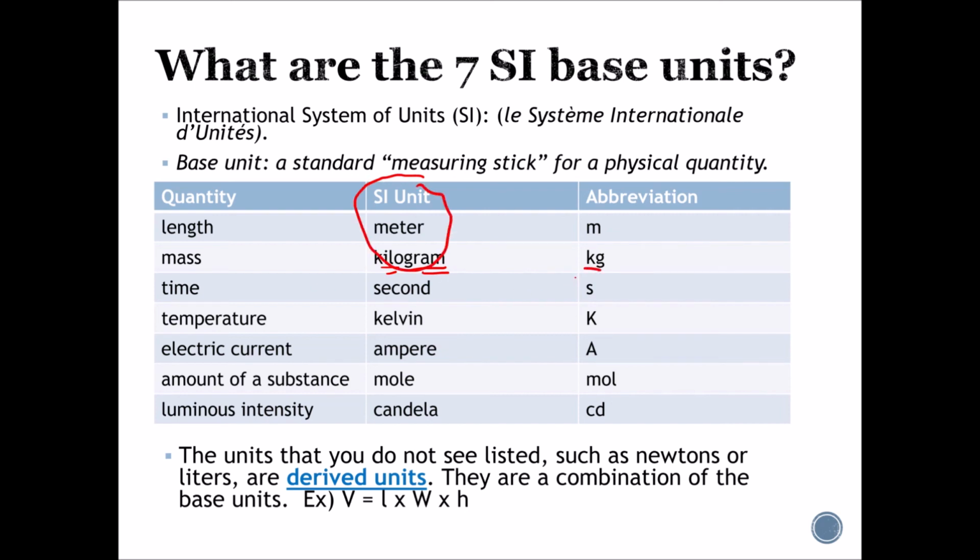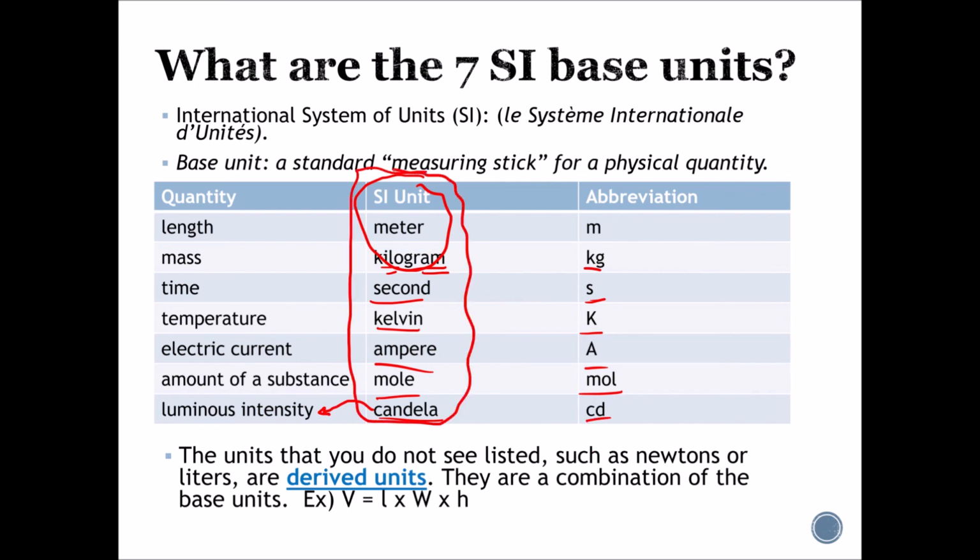We abbreviate that kilogram. The reason these are important is because these are the units that you need in order to perform calculations in physics, unless otherwise noted. You learned about amount of a substance in chemistry, that is the mole, abbreviated MOL. Candela, sounds like candle, doesn't it? Well, that is a measurement of luminous intensity, or how bright an object is.